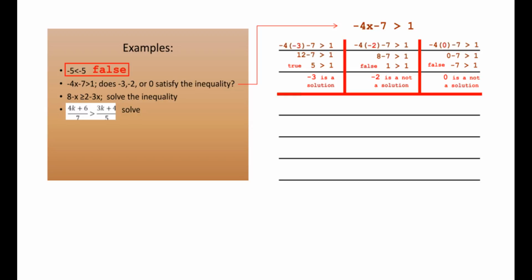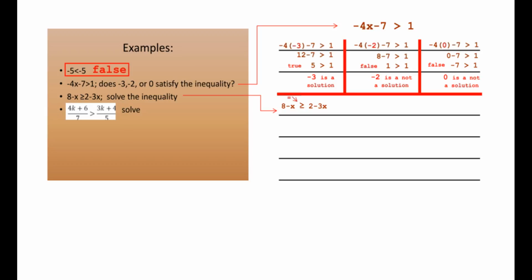Okay, let's proceed with the next one then. We have 8 minus x is greater than or equal to 2 minus 3x. For this one, we're solving the inequality. We're solving for x. So let's copy it over to our paper. 8 minus x is greater than or equal to 2 minus 3x. Is this a true statement? Well, it's kind of hard to tell since we have variables. Keep in mind, the inequality sign is like having an equal sign.